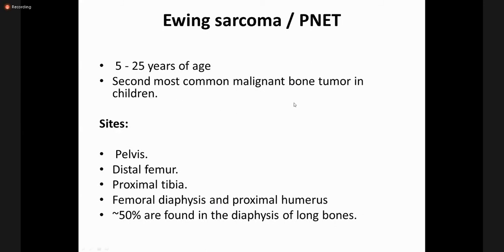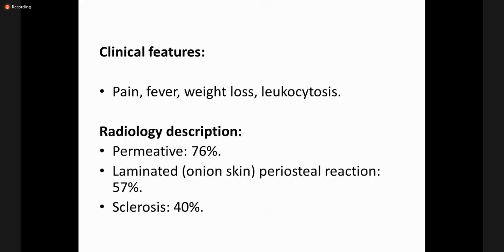It is the second most common malignant bone tumor in children, after osteosarcoma and solid tumors. Sites for Ewing sarcoma are the pelvis, distal femur, proximal tibia, femoral diaphysis, and proximal humerus, and 50% of the tumors are found in the diaphysis of the long bones. The definitive diagnosis is based on histology, immunohistochemistry, and molecular pathology.